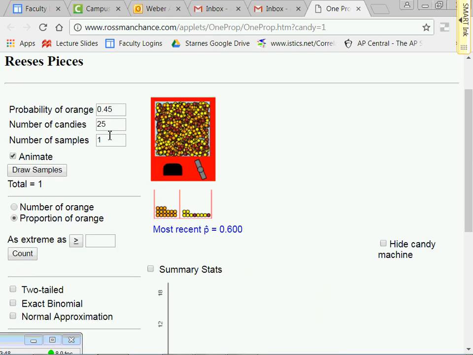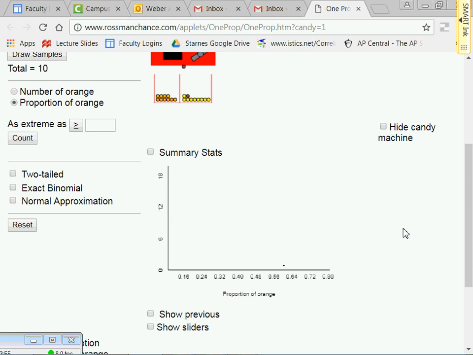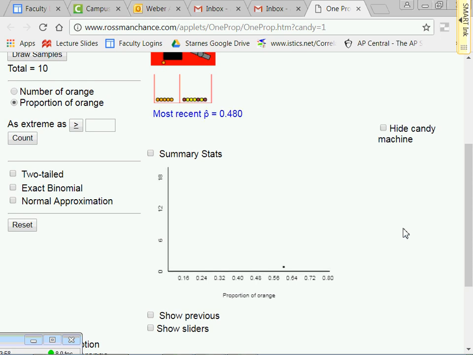All right, we're going to do 9 more samples. So I'm going to put a 9 in here and draw samples. And so it's going to go through. We got a 0.48, pretty close to our true P. A 0.4, 0.32, 0.32, 0.36, 0.4, 0.48. Pretty exciting. Okay, good. There's our little dot plot down there.